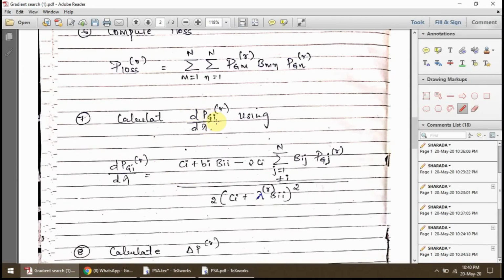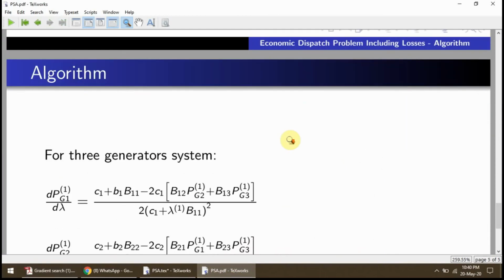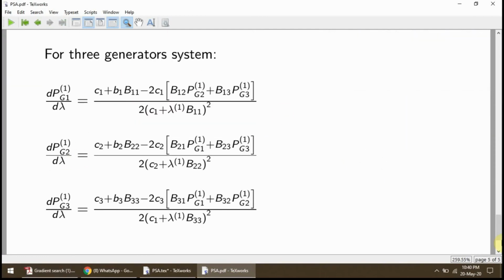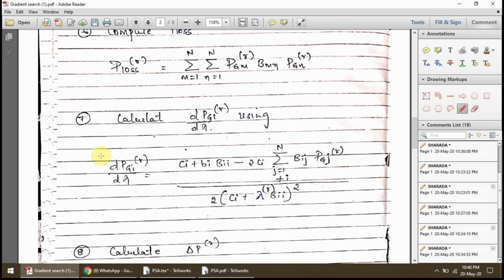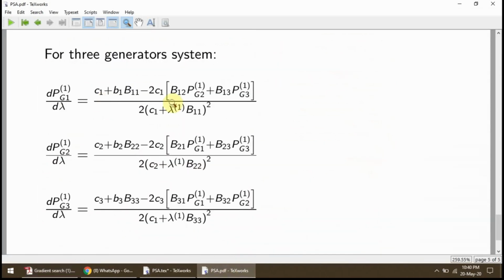Next we will calculate dPgi by d lambda. Now here again these are the expressions for 3 generator bus system. This is the same equation when we make it for 3 bus system. This is a general expression for 3 bus system. These are the equations you get for all the 3 generating buses. So here again we will be using the first iteration value only, because these are already estimated. Clear? So using these expressions we will be calculating dPg1 by d lambda, dPg2 by d lambda and dPg3 by d lambda in the first iteration.